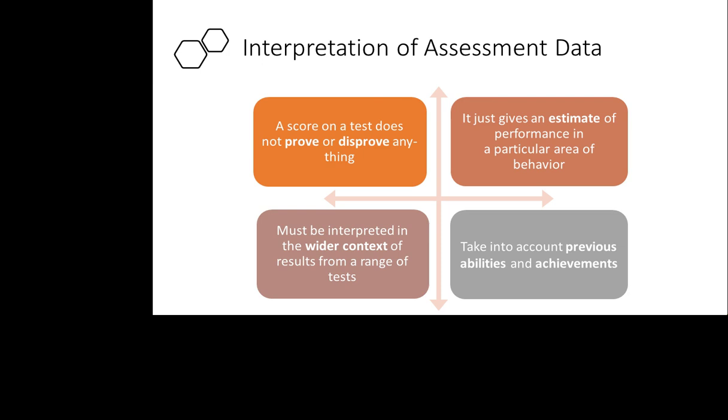And you should take into account previous abilities and achievements. For example, if somebody scores perhaps within normal limits on a particular assessment, well, we have to think, would that be how that individual would have been typically, perhaps pre-morbidly? Would they have scored within normal limits? Perhaps they would have scored extremely high. So it represents a change, and it's really important to think about how this represents this individual's journey over the course of time.